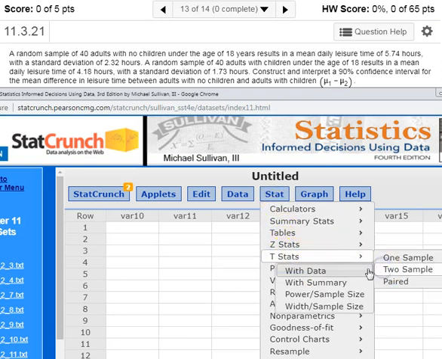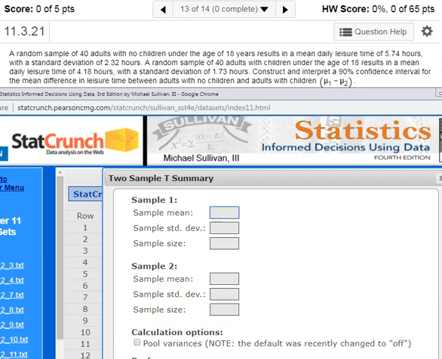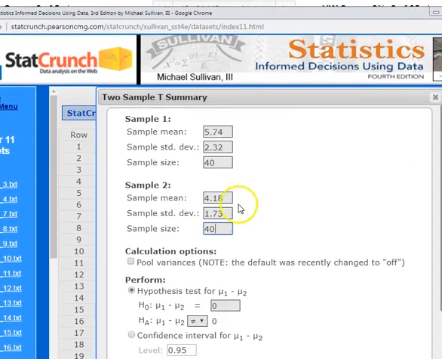We have two samples. We have the summary data. So we're going to enter all that in. And right away, we can see there looks to be quite a significant difference for the mean amount of leisure time. Our people with children look like it's quite a bit less than the people without children. The numbers are just smaller here.